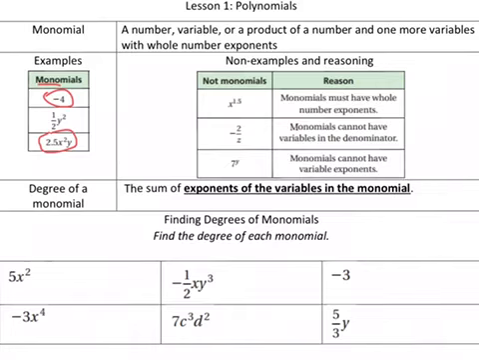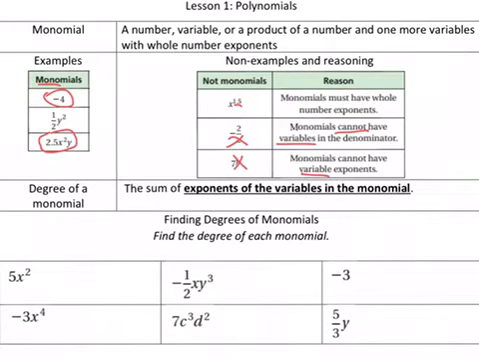Now, non-examples are when we're talking about different kinds of exponents. You have to have whole number exponents, not decimals or fractions. Monomials also cannot have variables in the denominator, so that doesn't work. And monomials cannot have variables in the exponents either. Honestly, the things that we rarely see in math anyway will not count as monomials.